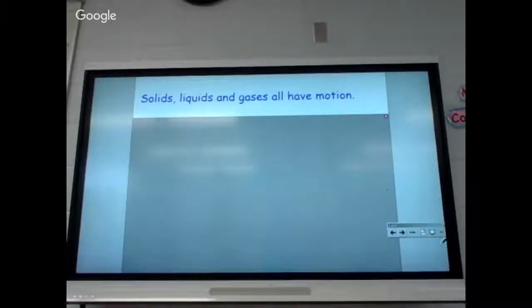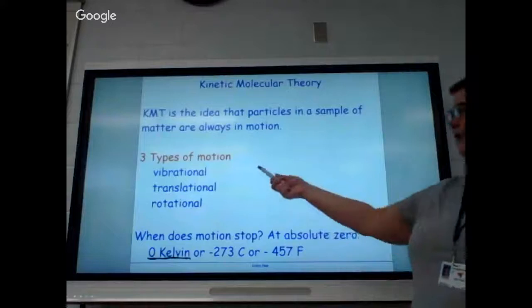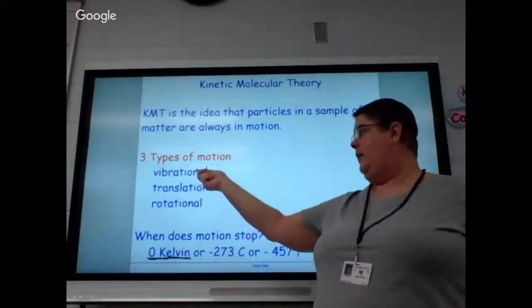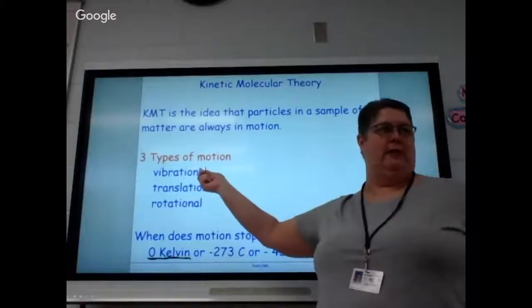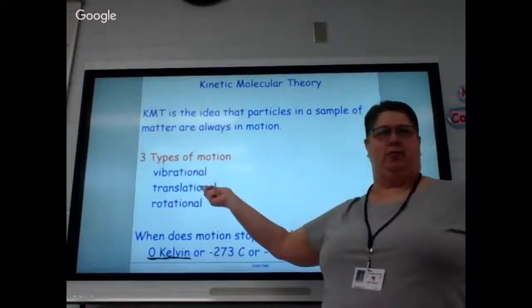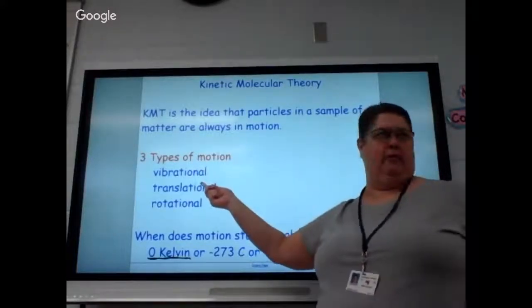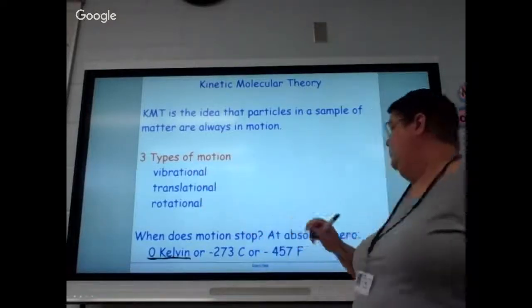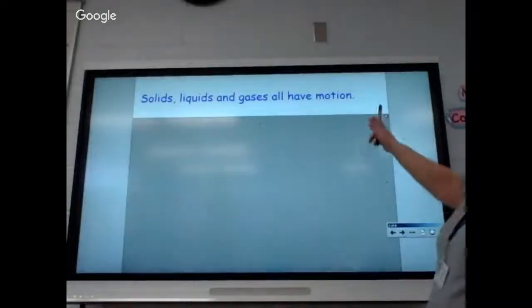So, if I go back, out of these 3 types, what's the only kind of motion solids can have? Vibrational. They can only vibrate in place. They don't translate. The particles inside the desk cannot move around. They can't spin and rotate. They just vibrate where they're at. But they do vibrate.